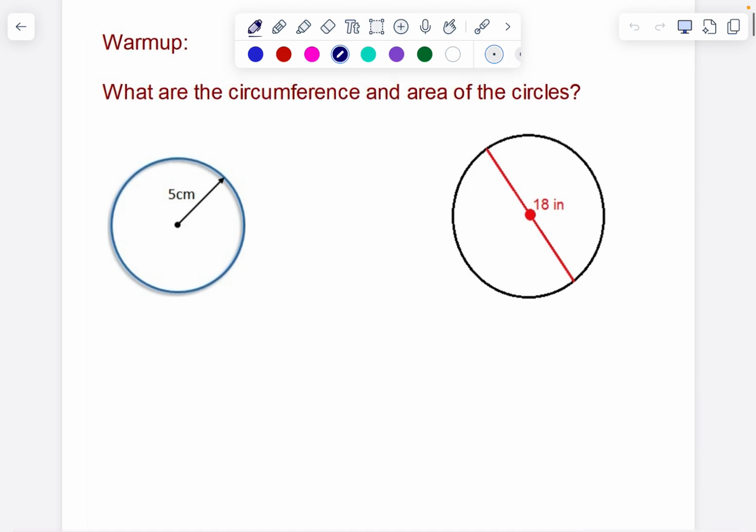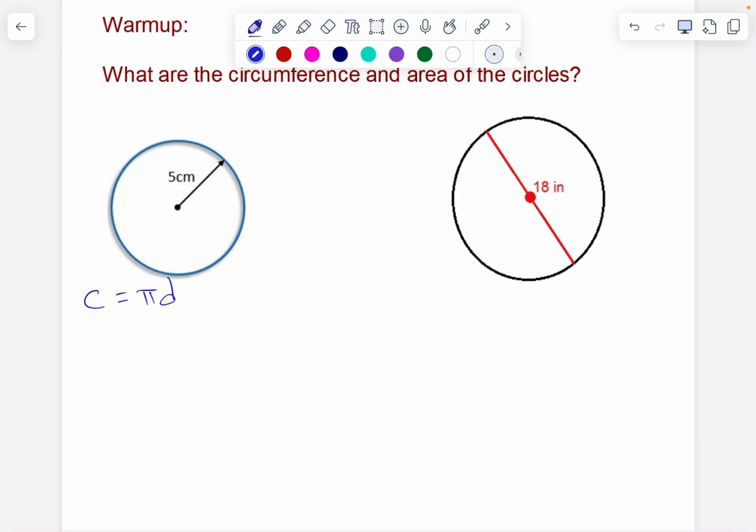Now, one other thing to talk about is this. Let's do the circumference of this blue circle. So C equals pi d. That's the circumference formula. But we're not given the diameter. So what is it? D equals 10 centimeters, right? It's not told, but we know it's twice the radius.